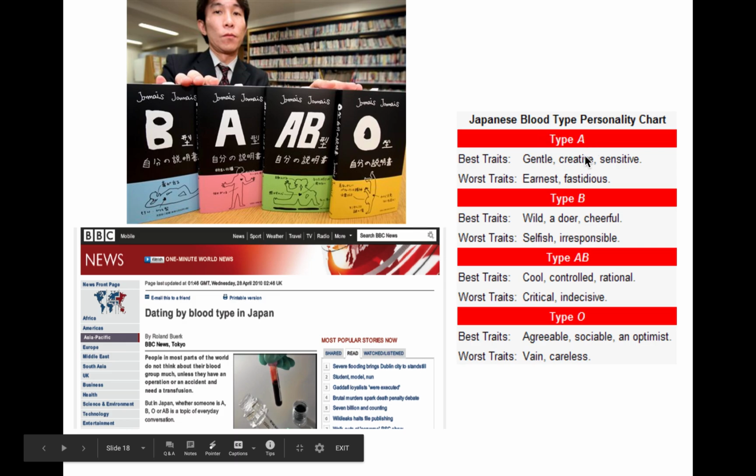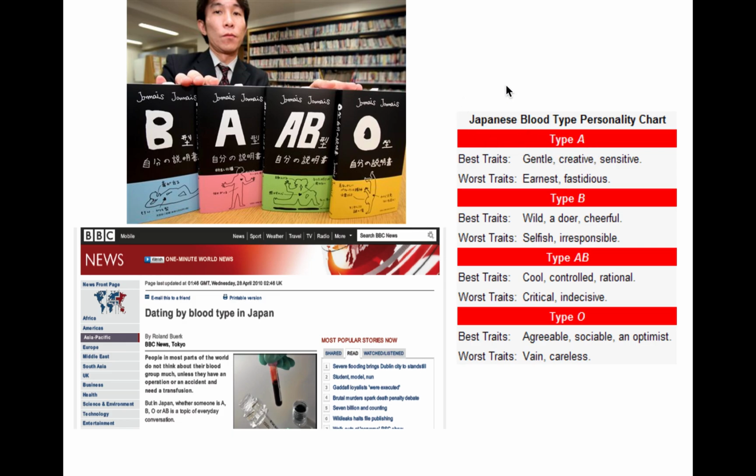So I'm type A, and this is a Japanese example, so it's very common in Japan as well. And so it seems like a weird question maybe when you go on a date with someone, but they would ask you what your blood type is, because that might give them a little bit of an idea of your personality traits.